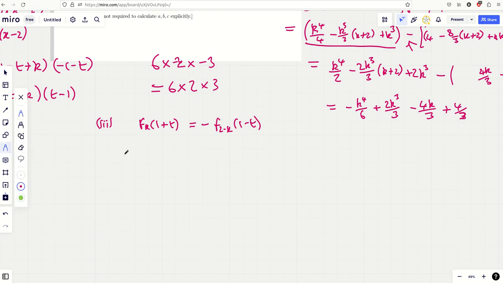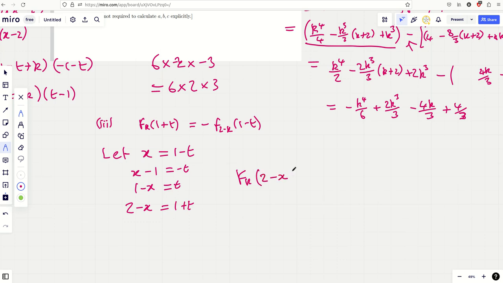But what I did just a second ago when I was looking at this again was I thought to myself, well, if I let x equal 1 minus t, then obviously if I'm working this out, x minus 1 is minus t, so 1 minus x is t, and so 1 plus t is going to be 2 minus x. Then I can clearly see that f of k of 2 minus x is going to be the same as the negative of f of 2 minus k of x.